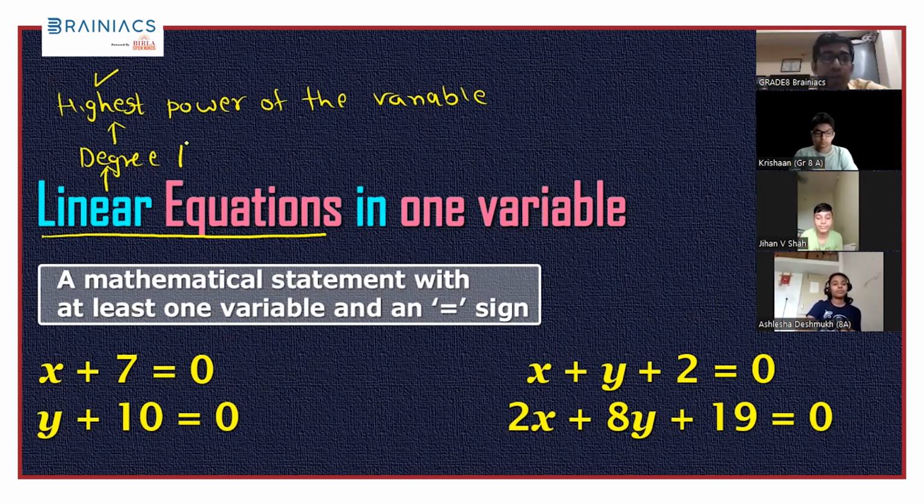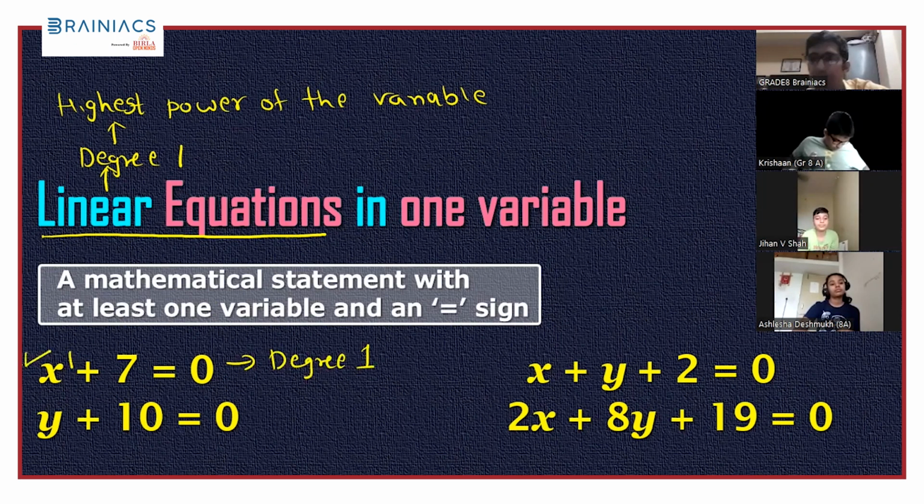See, we are finding what? Degree. Degree means the highest power of the variable. So we just need to find the power of the variable. Which is the variable here? X. What is the power of X? It is nothing, means it is 1. So that is the reason the degree becomes 1. So if the degree is 1, this is a linear equation. If the highest power of the variable is 1, then it is a linear equation.